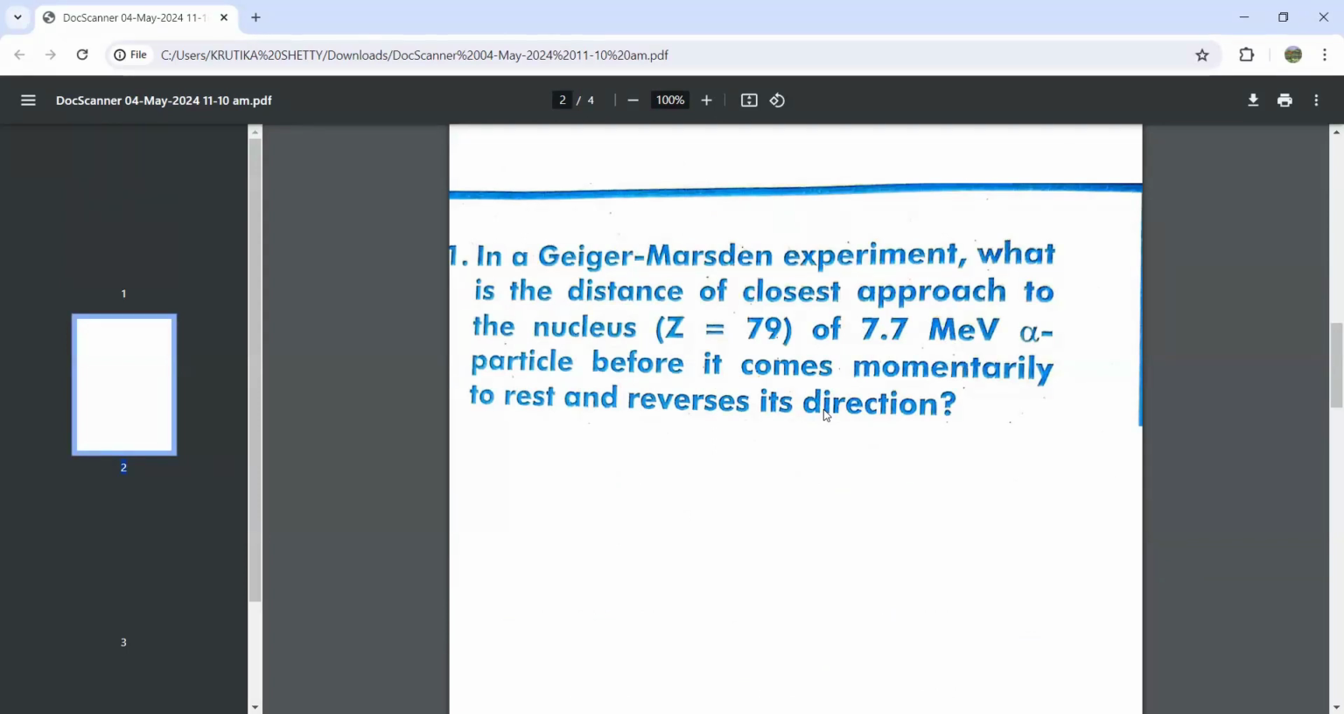Yesterday we solved a similar question. So today the value of the energy they have given is 7.7 mega electron volt. You can follow yesterday's steps and calculate this. So see how to do this one.